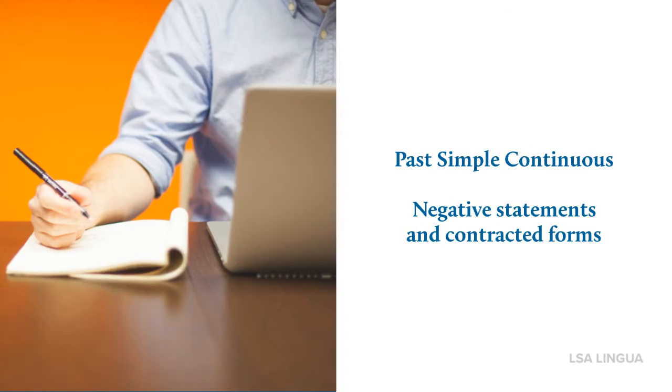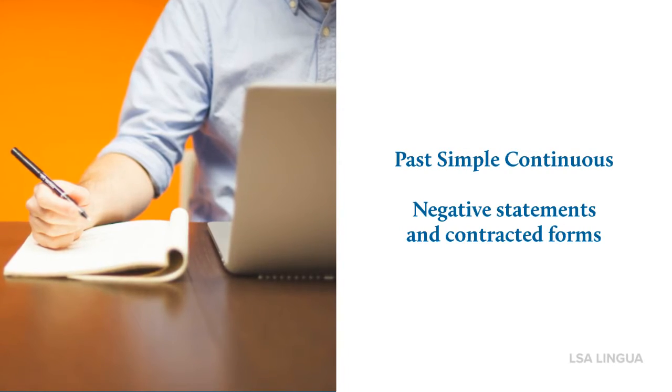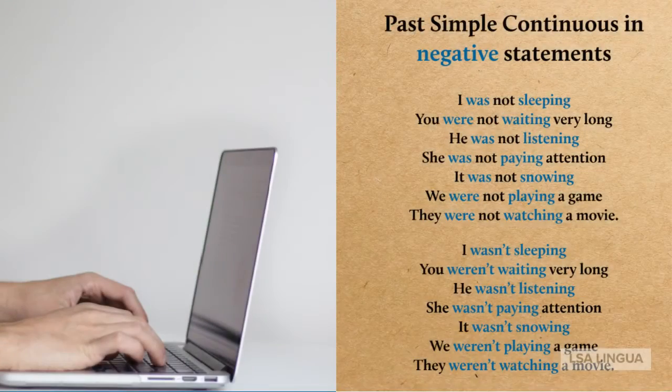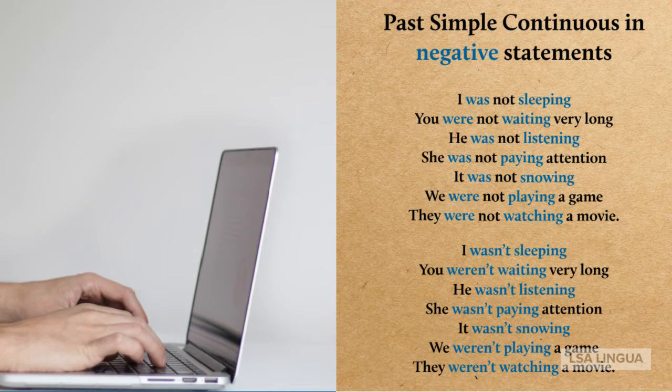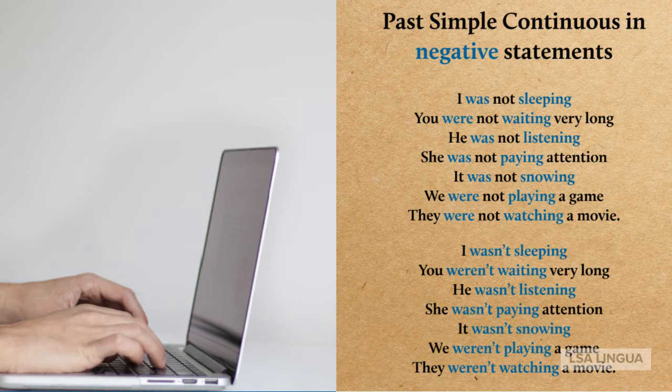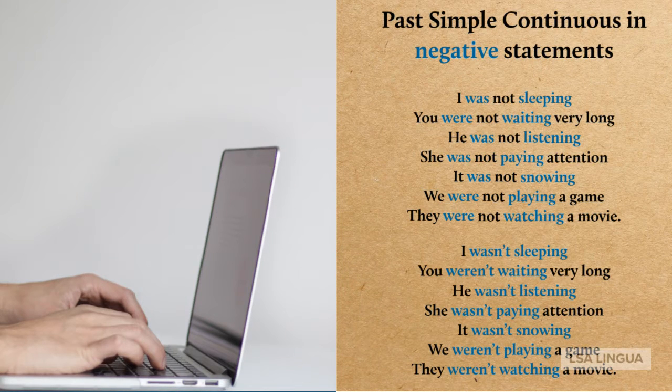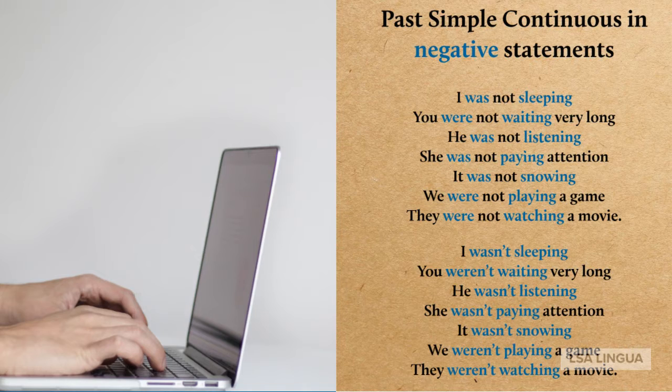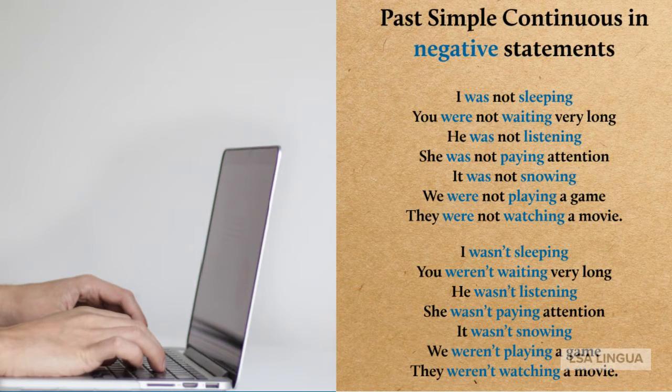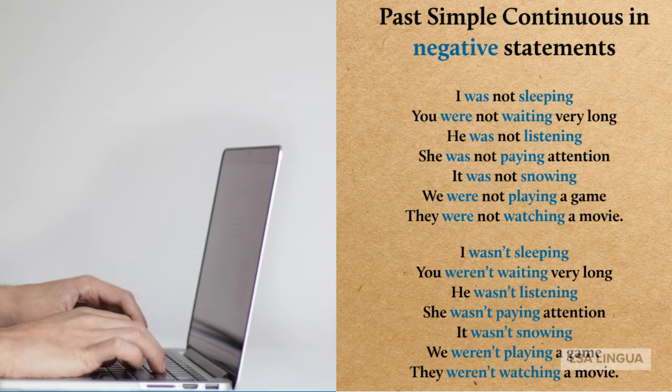Moving on to negative statements and contracted forms. I was not sleeping. I wasn't sleeping. You were not waiting very long. You weren't waiting very long. He was not listening. He wasn't listening. She was not paying attention. She wasn't paying attention. It was not snowing. It wasn't snowing. We were not playing a game. We weren't playing a game. They were not watching a movie. They weren't watching a movie.